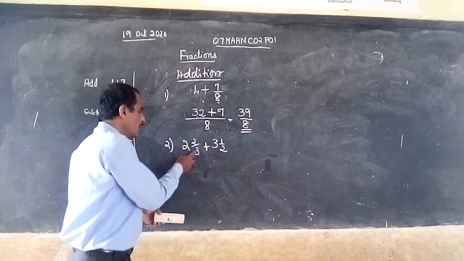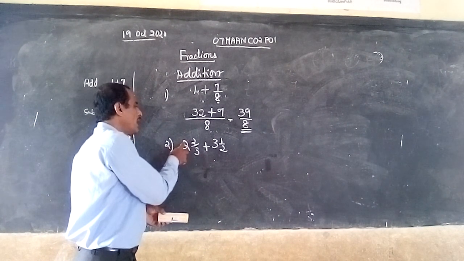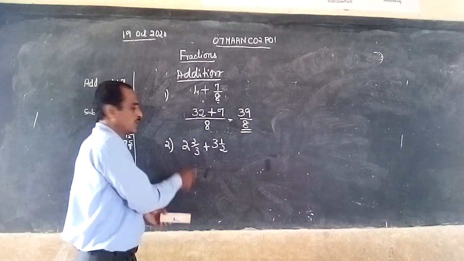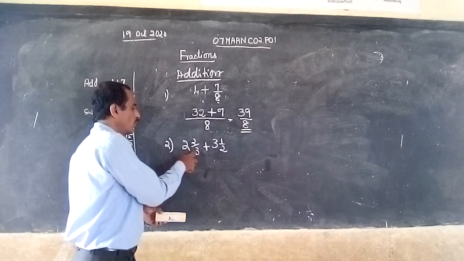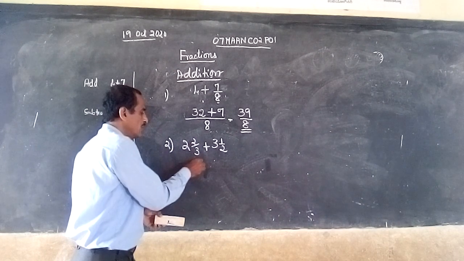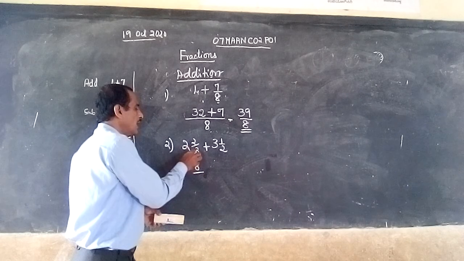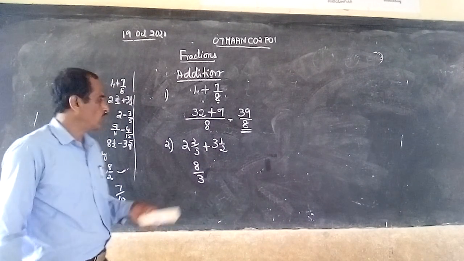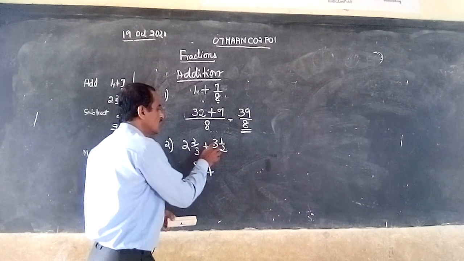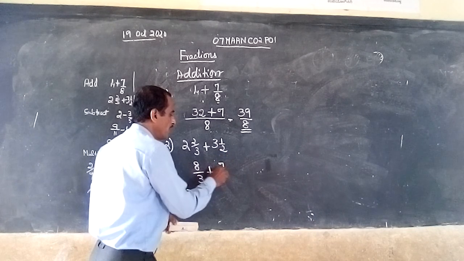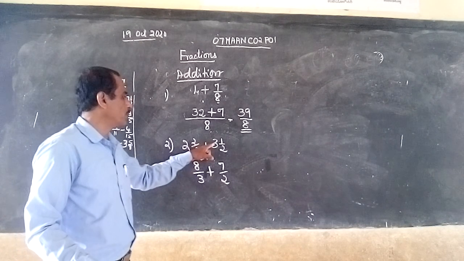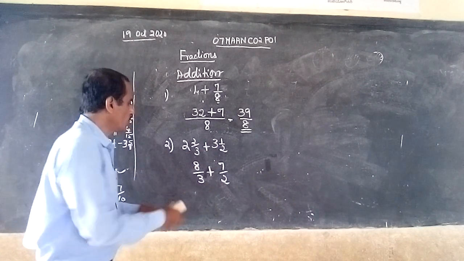You have studied. Multiply the denominator and the whole number and add the numerator to that, and write that in the numerator and the denominator as such. So 3 2s are 6, 6 plus 2 is 8, write 8 in the numerator and 3 as such in the denominator. And 2 into 3 is 6 plus 1 is 7 by 2. So the improper fraction of 2 by 3 is 8 by 3 and the improper fraction of 3 1 by 2 is 7 by 2. So it becomes like this.